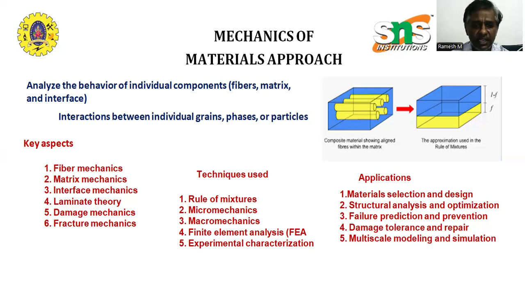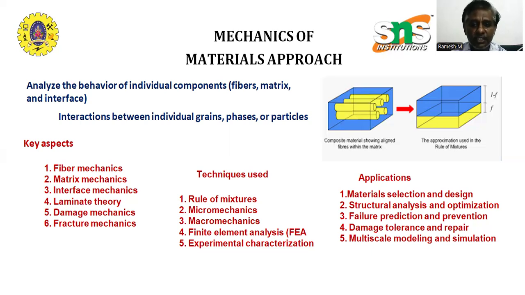In fiber mechanics, generally, fiber properties are discussed like strength, stiffness, modulus, Poisson ratio, and failure strain. The fiber types are carbon fibers, glass fibers, aramid fibers, and natural fibers. Then the fiber architectures are unidirectional, woven, braided, and short fibers. So in fiber mechanics, we discuss fiber properties, types of fibers, and the architecture of the fiber.